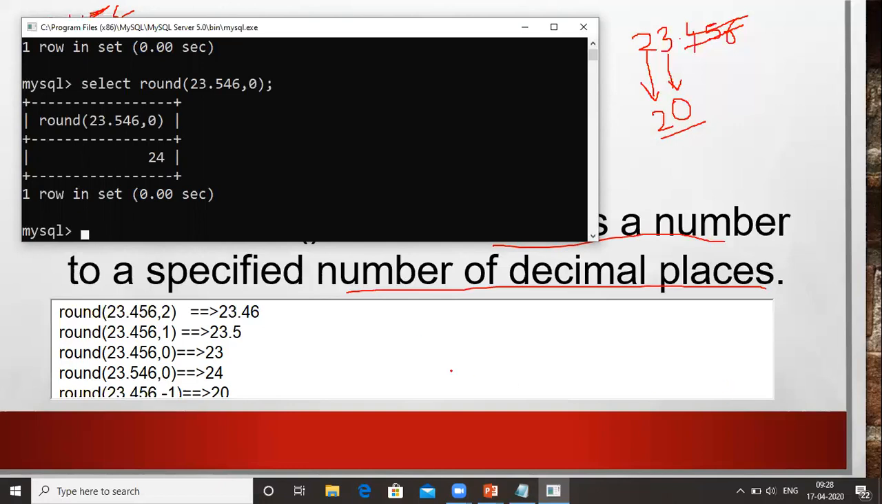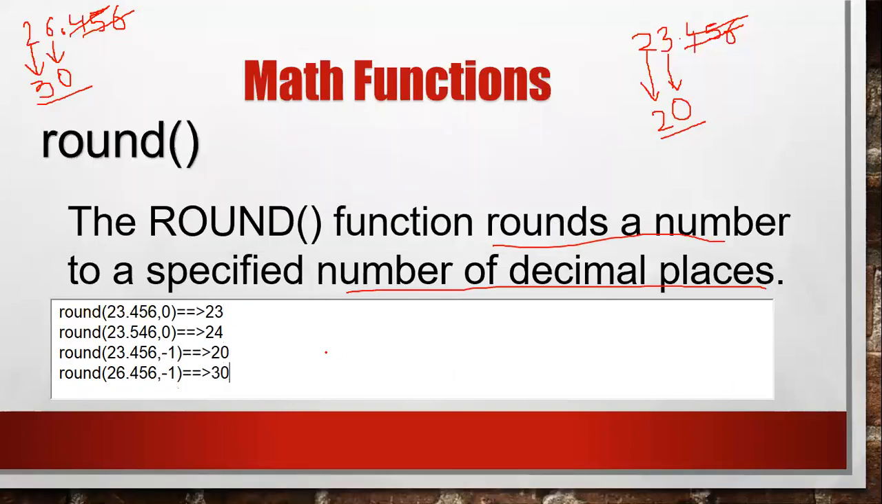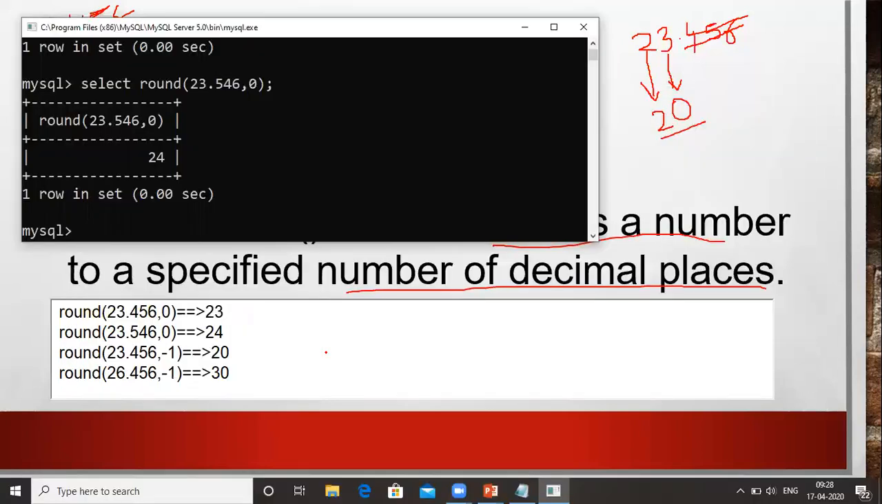Okay, let us test some other cases also, which we have specified over here. So we have done till now 23.546. Let's do this point also. 23.456 comma minus 1. Okay. So you can see that we are getting the answer as 20. Similarly, as we have solved over here also. And suppose if in spite of this 23, we have written 26, then let's see what will be the answer. The answer will be 30.